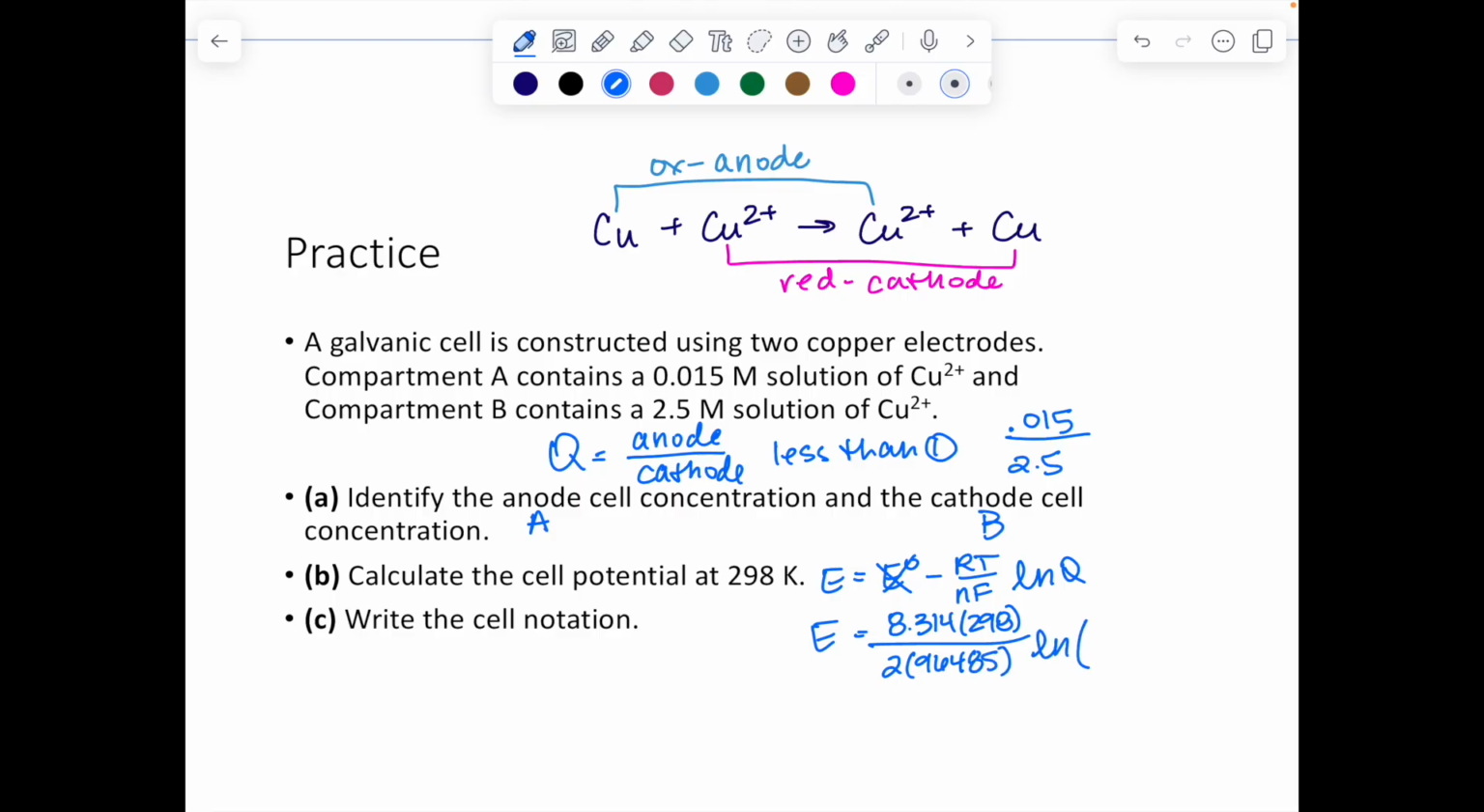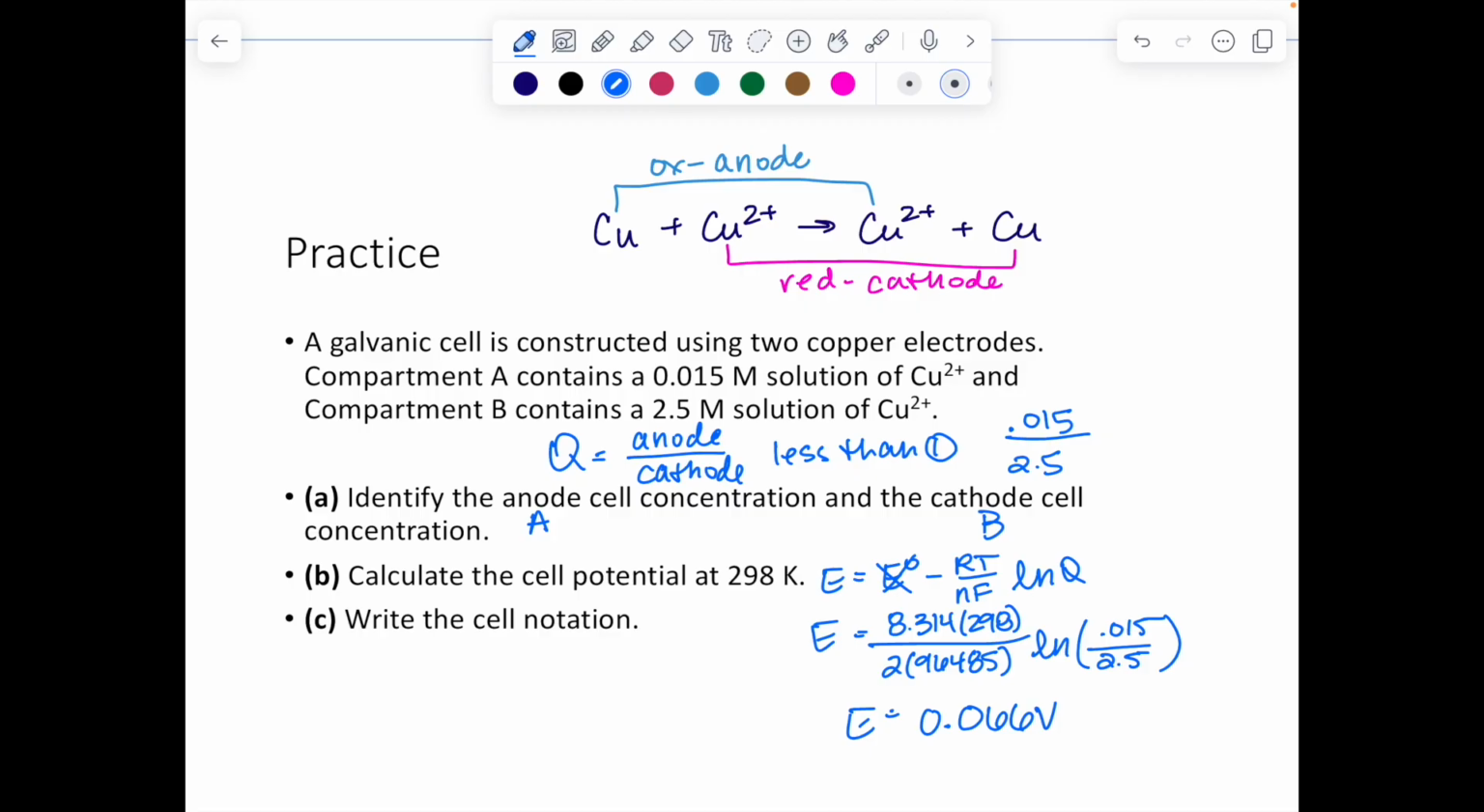Natural log of 0.015 over 2.5. So we should get a small voltage. We should get a measured voltage of 0.066 volts.